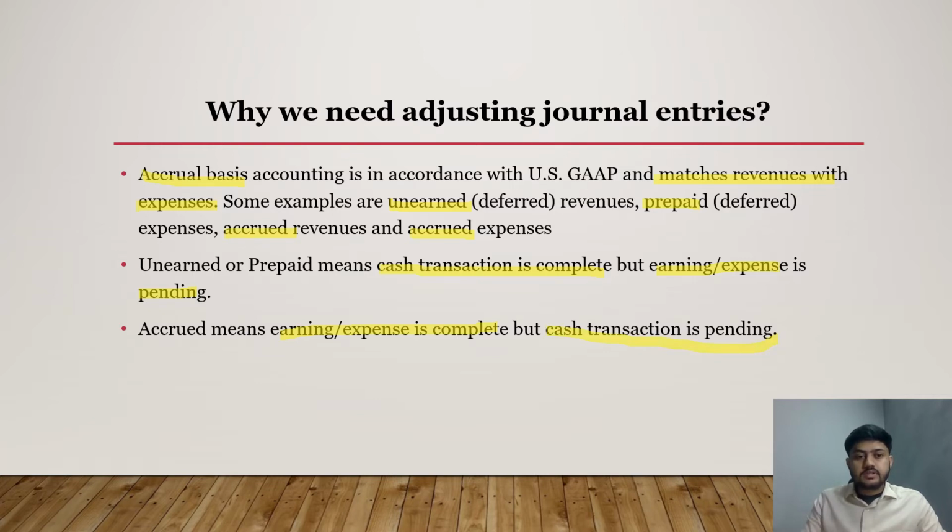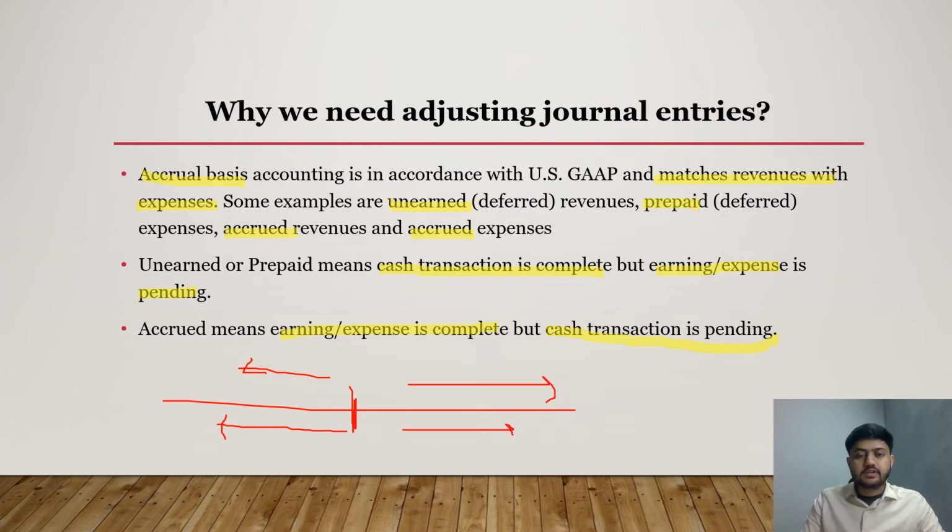So for example, this is the timeline and this is your year end. For unearned, the cash is received before this, but the earning or expense is after this. And in the case of accrued, it means that the earning or expense is completed before the year end, but the cash transaction is pending and is completed after the year end. So in that case, we have to make adjusting general entries.